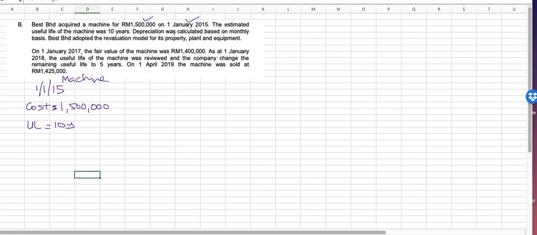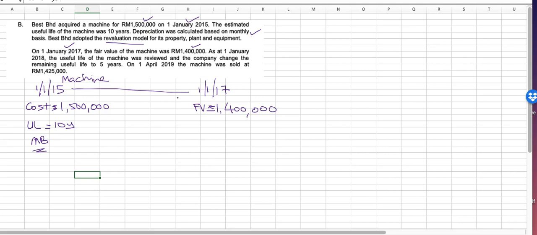Depreciation was calculated based on monthly basis. Bas Berhad adopted revaluation model. So when it mentioned here revaluation model, so if there is a fair value given, then we have to revalue and find surplus or deficit. Okay. Alright, on 1st January 17, the fair value of the machine was 1.4. So 1st January 17, the fair value is 1.4 million.